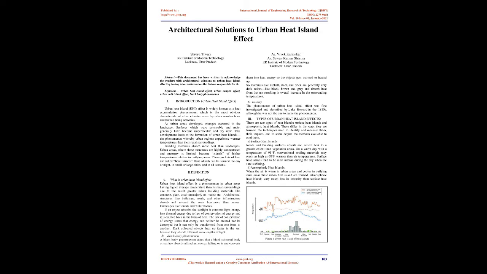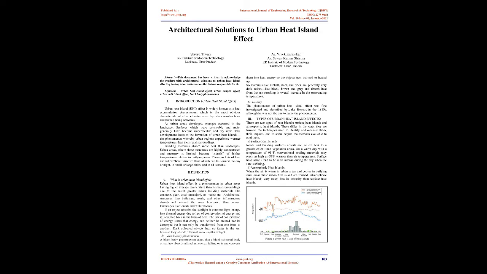The law of conservation of energy states that energy can neither be created nor be destroyed, but it can only be transformed from one form to another. Dark-colored objects heat up faster in the sun because they absorb different wavelengths of light. B. Black body phenomenon. A black body phenomenon states that a black-colored body or surface absorbs all radiant energy falling on it and converts them into heat energy, so the objects gets warmed or heated up. So materials like asphalt, steel, and brick are generally very dark colors like black, brown and gray, and absorb heat from the sun, resulting in overall increase in the surrounding temperatures.